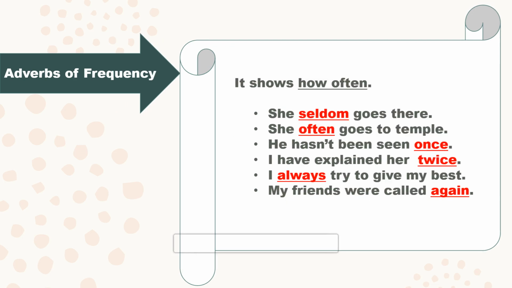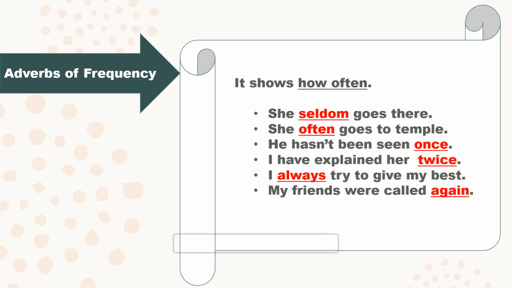Now, the next one is adverbs of frequency. Adverbs of frequency answer the question how often or how many times. First example: she seldom goes there. How often does she go there? She seldom goes there. She often goes to temple. How often does she go to temple? She often goes to temple. Now, he hasn't seen him once, right? So once is the word which tells how often. Has he been seen any time? No, he hasn't been seen once.